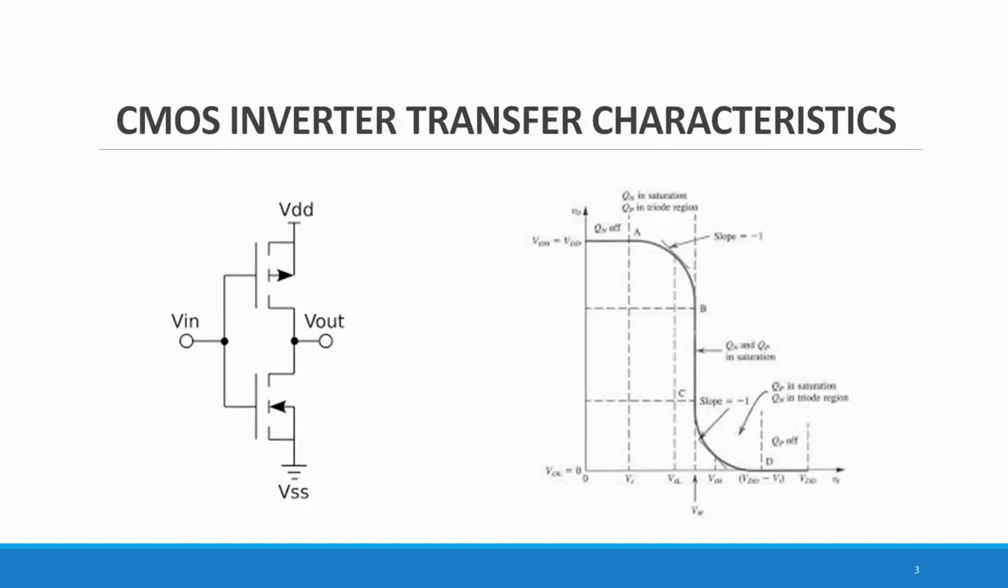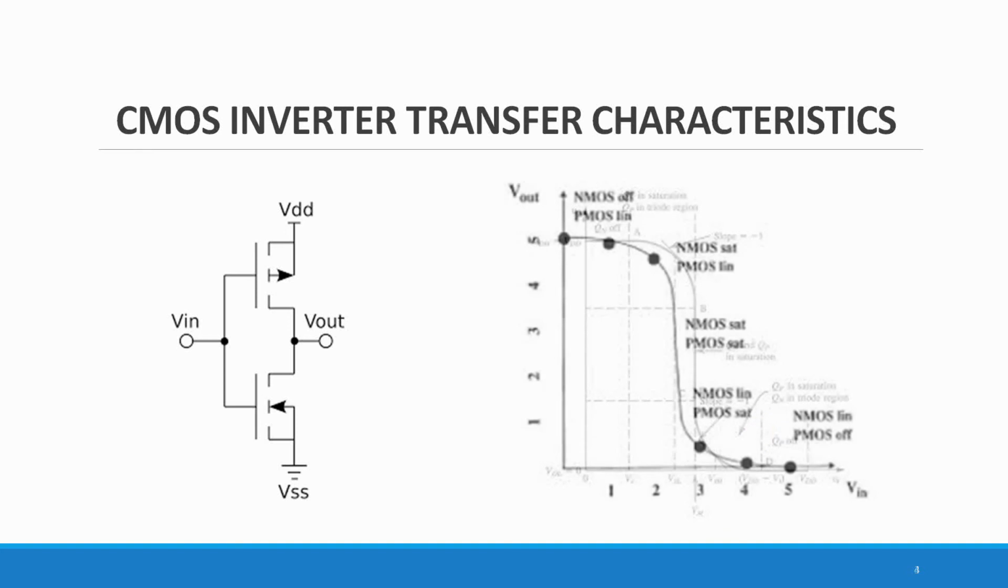I'm going to explain everything in a simpler way with the help of the CMOS inverter. As you know, this is a CMOS inverter consisting of one PMOS and one NMOS in cascade, and we are all aware of its transfer characteristics. It is a typical CMOS inverter characteristic, with output voltage on the y-axis and input voltage on the x-axis. At first sight this transfer characteristic looks too complex, but don't worry, I'll make it simpler.